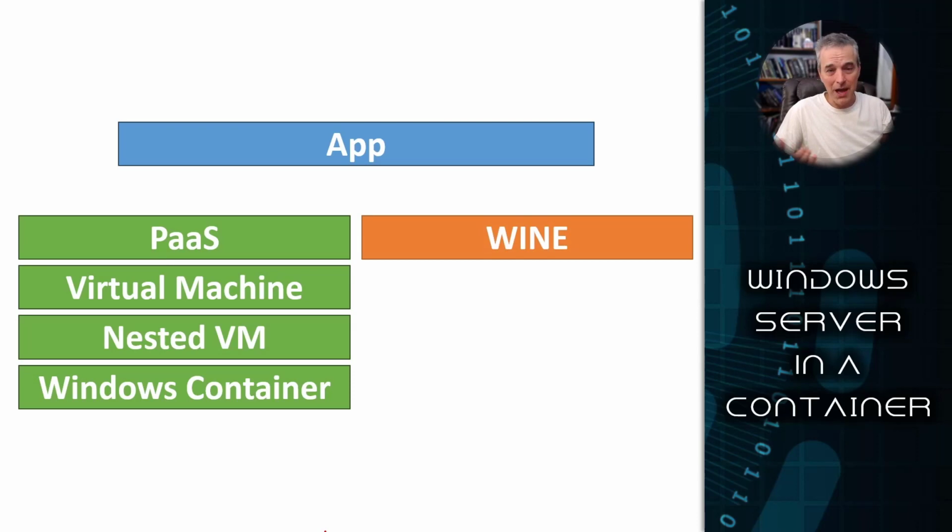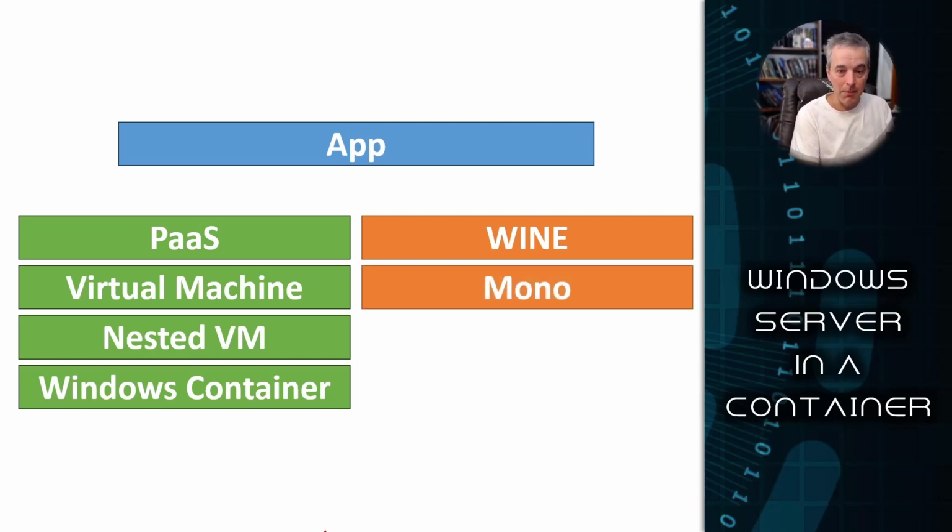Now, Wine is a compatibility layer for Windows applications running in Linux. And it tends to work better with older software. Newer software tends to struggle with Wine, but I've gotten some old apps that were written in like .NET 1 or even .NET 2 working in Wine without any issues. So it's an option. Another option is to use the Mono framework, which is an open source implementation of .NET.